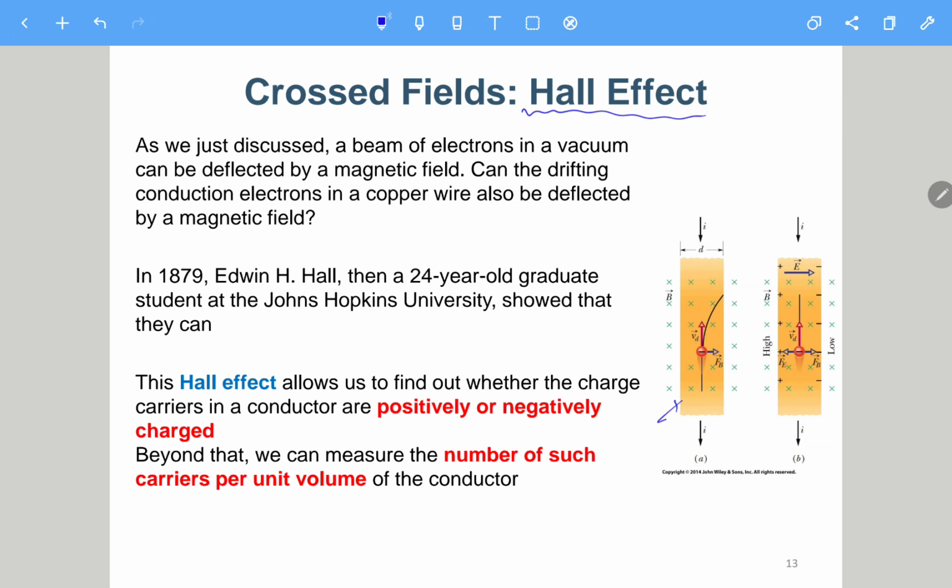That's why the moving charge in the wire should be purely negative charge. This Hall effect allows us to find out whether the charge carriers in the conductor are positively or negatively charged. Beyond that, we can measure the number of such carriers per unit volume of the conductor. In 1897, Edwin Hall, then a 24-year-old graduate student at Johns Hopkins University, showed this.